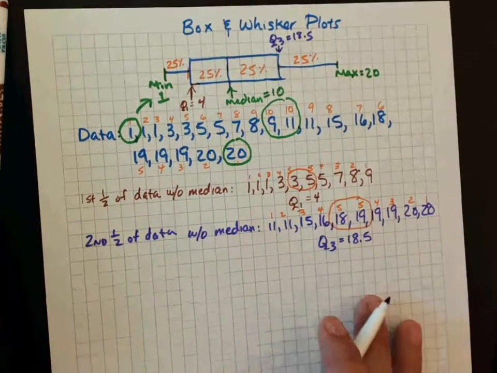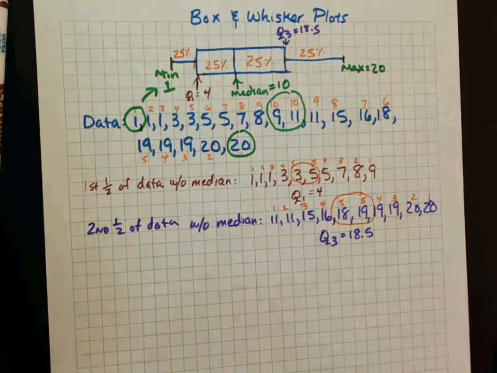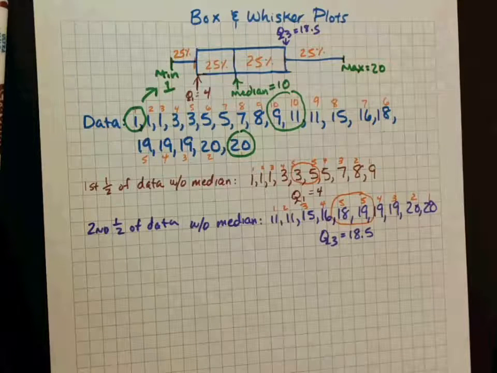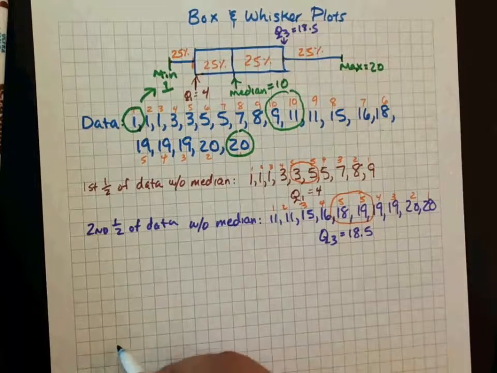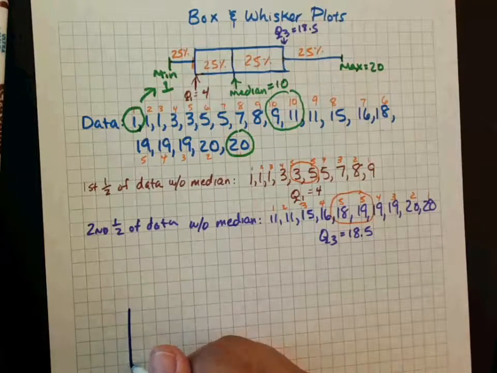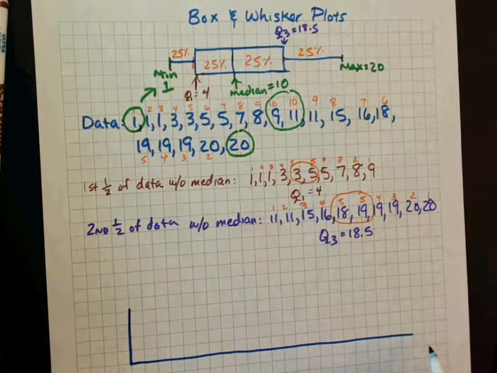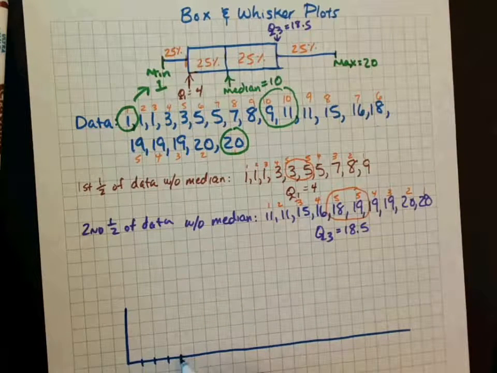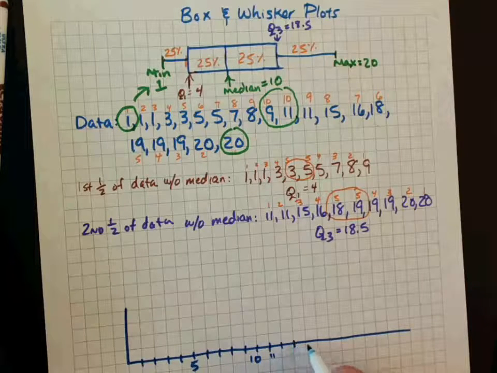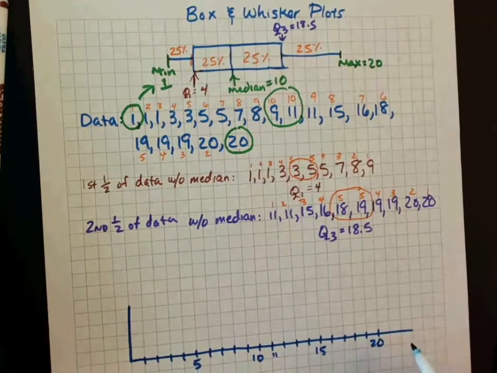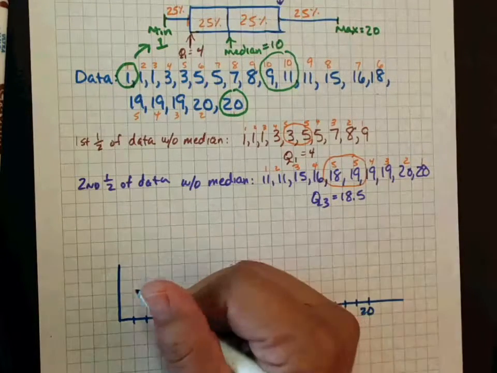Okay, so now I have my box and whisker plot. I'm actually going to make one. This one's a little bit off, so I'm going to go ahead and draw a new one that's to scale. Here's 5, that's 15, and 20. All right, so my min is going to start at 1.